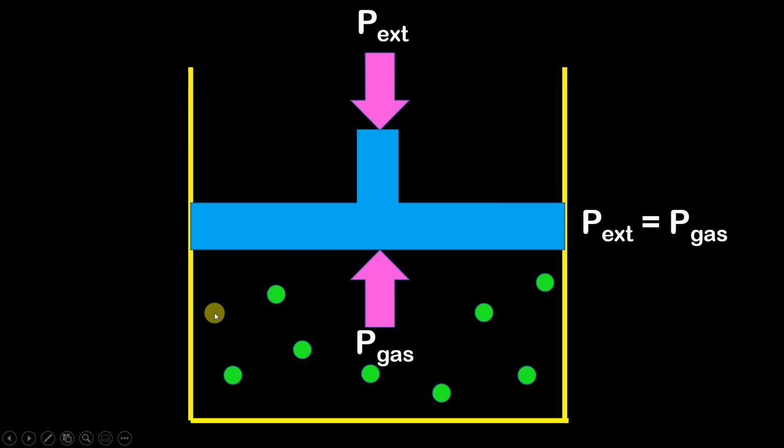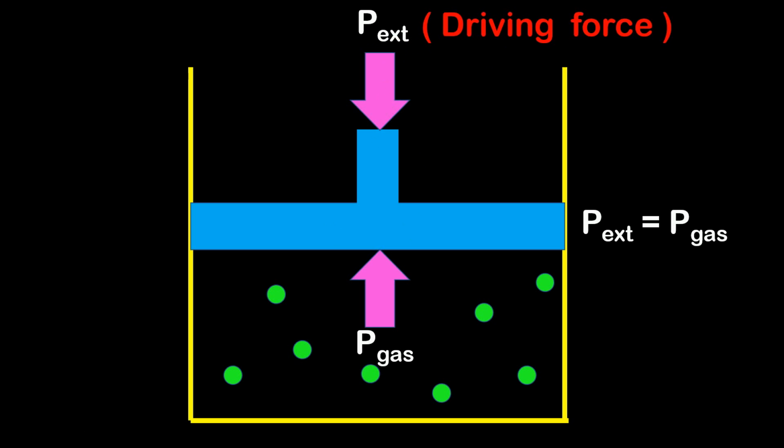Now here, because this external pressure was greater than the pressure of the gas, the piston was forced to move downwards. Am I right? This external pressure is causing the movement of the piston. Therefore we refer to this external pressure as the driving force. Because of this external pressure, this piston has moved downwards. Therefore we say that the external pressure is acting as a driving force over here.